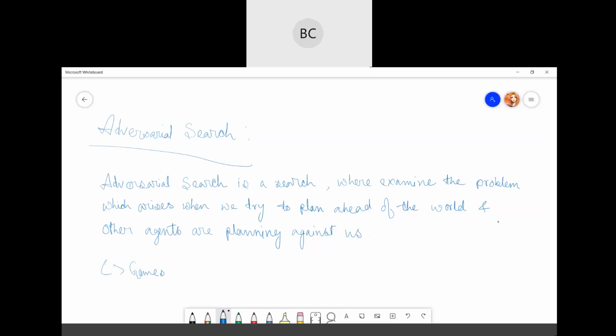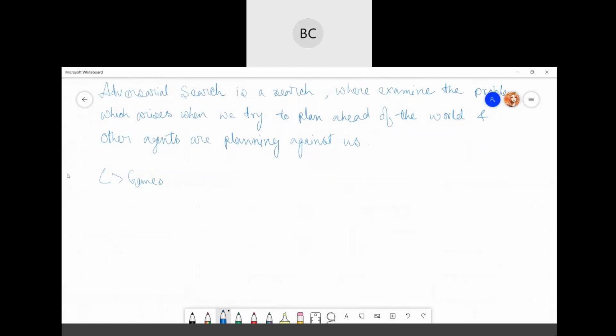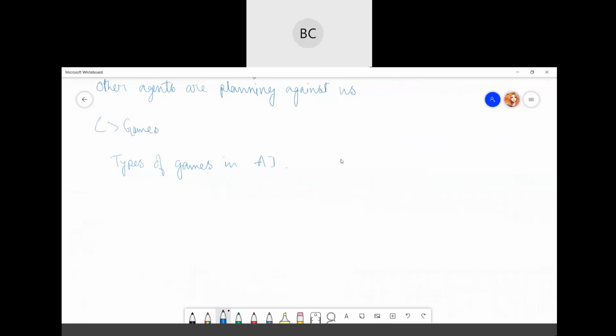Now, what can be the common games for AI? There are four types of games normally. Types of games in AI. One is perfect information.